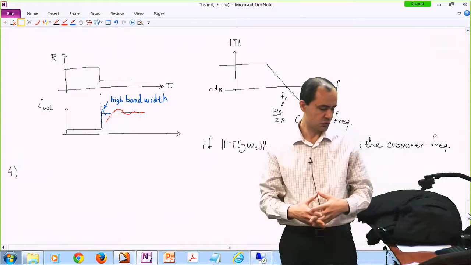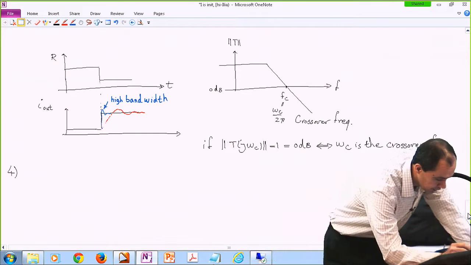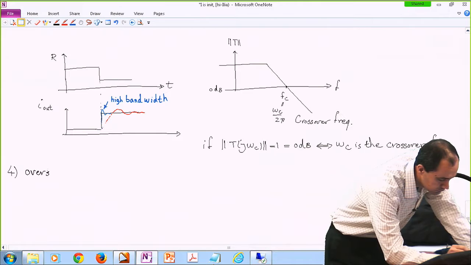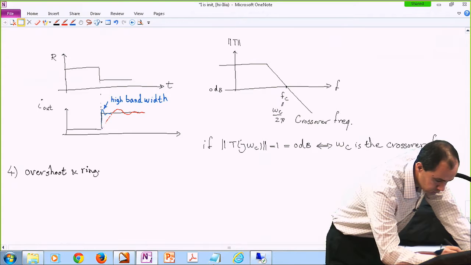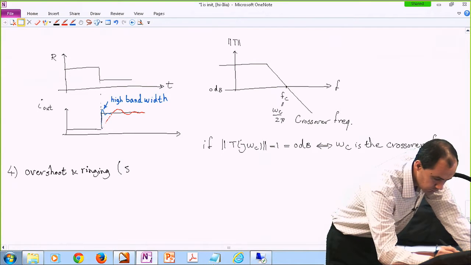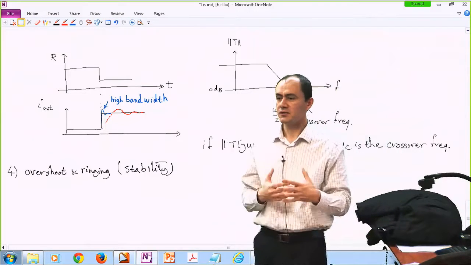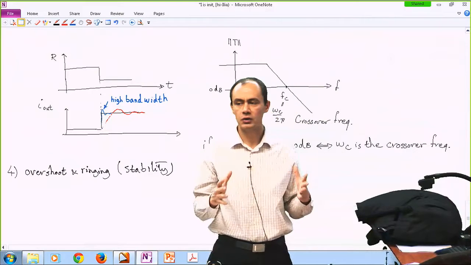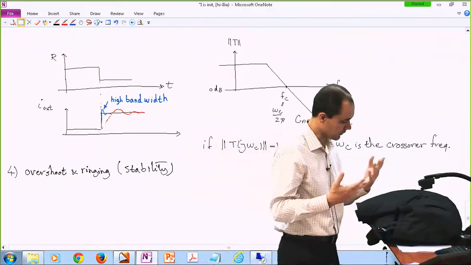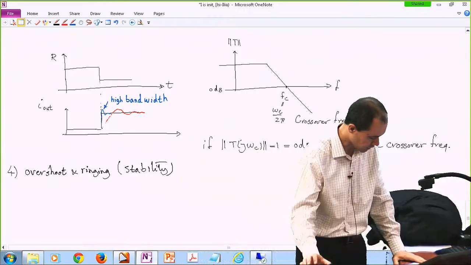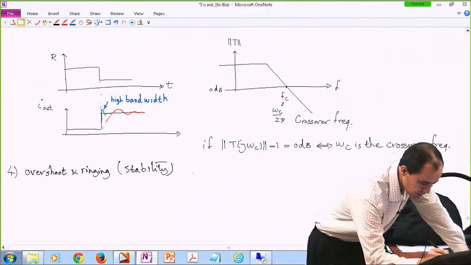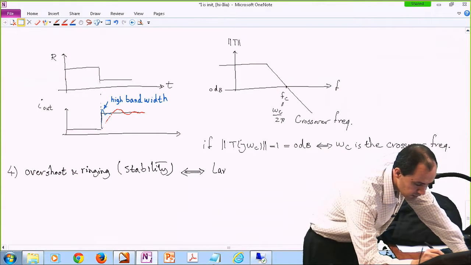And that is overshoot and ringing, or in a more general term, the stability of the system. We haven't even talked about stability yet, but in the end, you want your system to be stable as well. You don't want a very large overshoot that grows over time. So this can be guaranteed by a large phase margin.